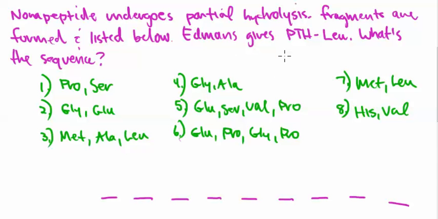It says Edman gives PTH-Leu. What is the sequence of the protein? First off, we've got to know what Edman does. Edman tells me the very first amino acid in the protein, and this Edman gives me PTH-Leu. That means the amino acid leucine has to go at the beginning. So I at least know one of the amino acids and the spot it goes in. I know where this is going to start. Now it's my problem to figure out how the other ones are going to follow suit.